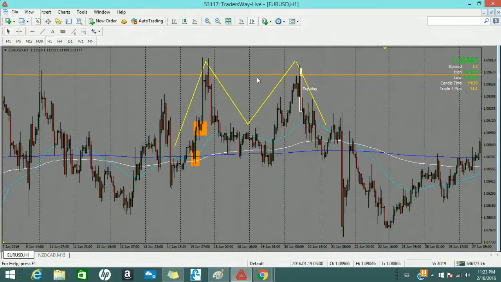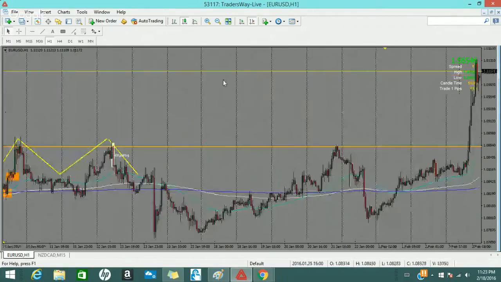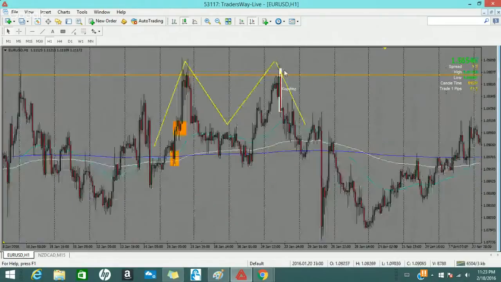Now you can see how far it wicked up there, but the body needs to close below. I don't care if the price went up there and wicked. The body, where it closes, is what matters. So the body closed below the first leg. That's the confirmation. So then it dropped.